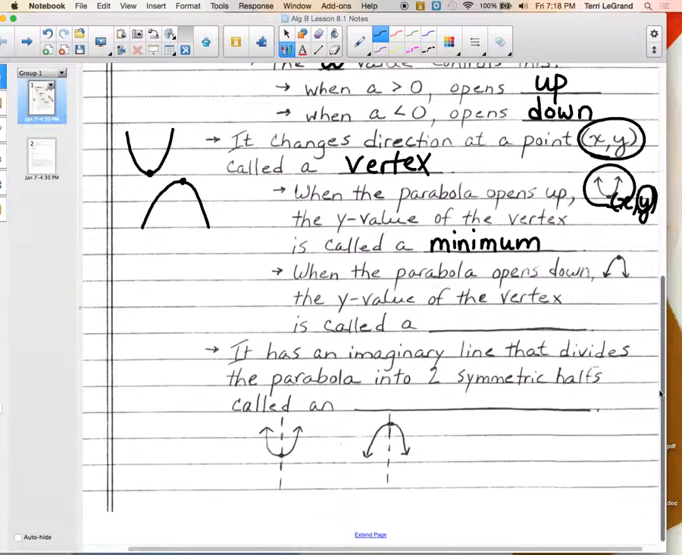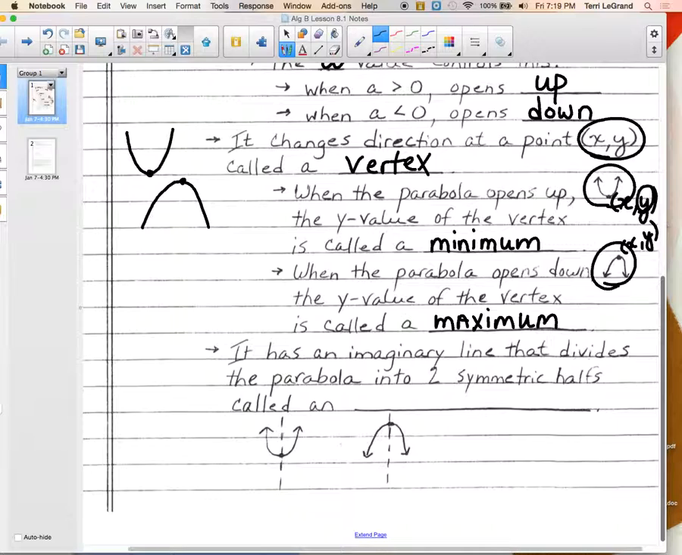When the parabola opens down, so here's our parabola opening down, there's our vertex with that x, y value. That would be the time when the y value doesn't get any higher than that. That's the largest y value that you're going to get of all the points on that curve. So that one's called a maximum. So when the parabola opens down, the y value of the vertex is called a maximum. They'll refer to the minimum and the maximum of a quadratic function, and we have to know what they're talking about.